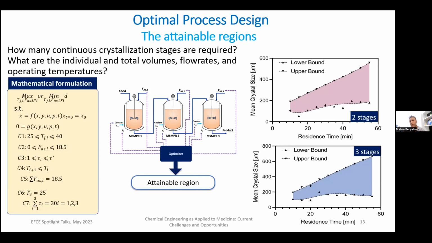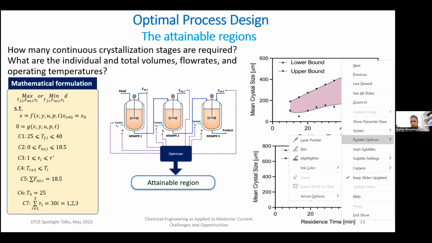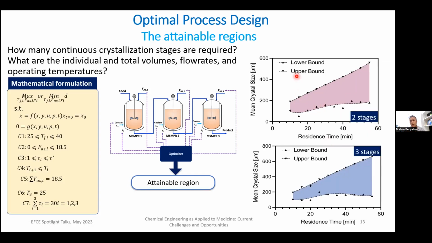So this is a very complex problem, and before we invest, before we buy very expensive equipment, we would like to know what is the range of capacity and how many stages we need. If you look here on the right-hand side, it shows us 2 stages and 3 stages, and shows the attainable particle size, which will tell us what can be achieved at the end of the day if we pick one design or the other.